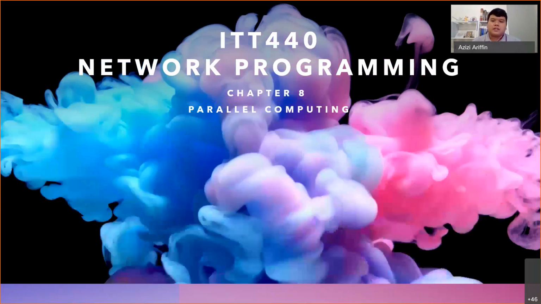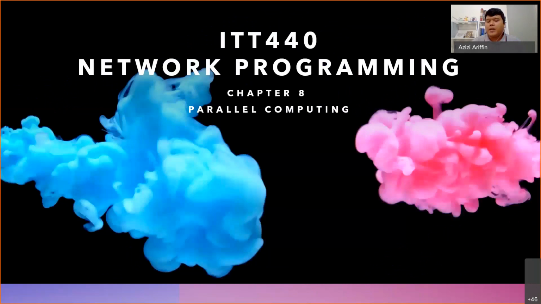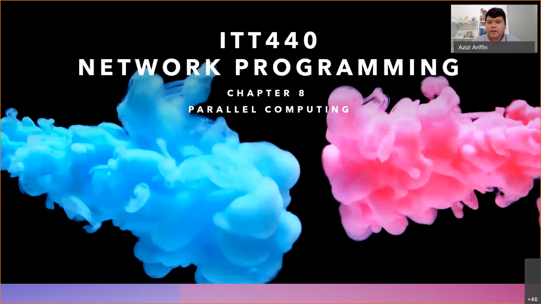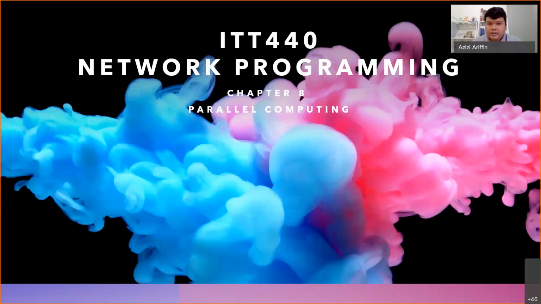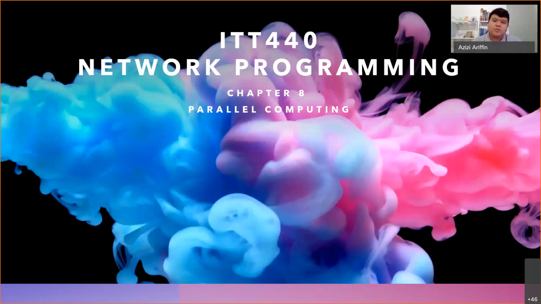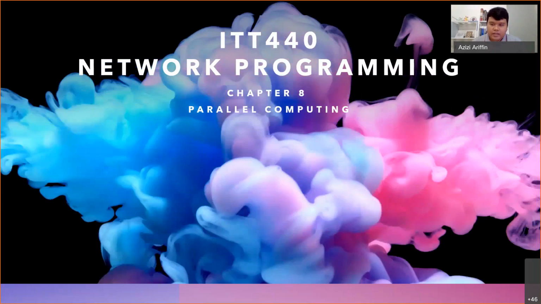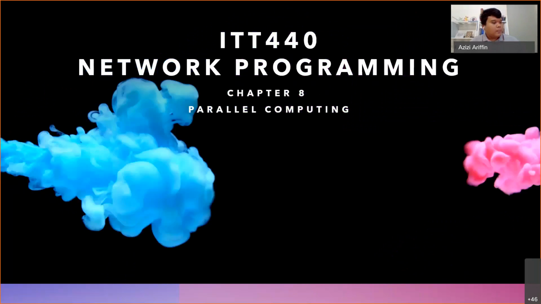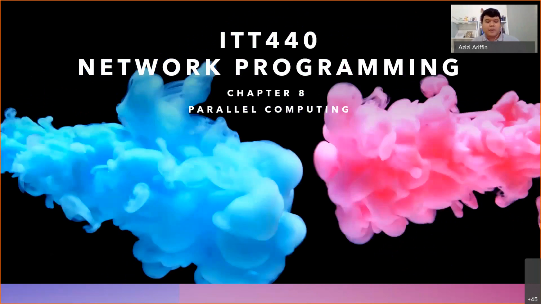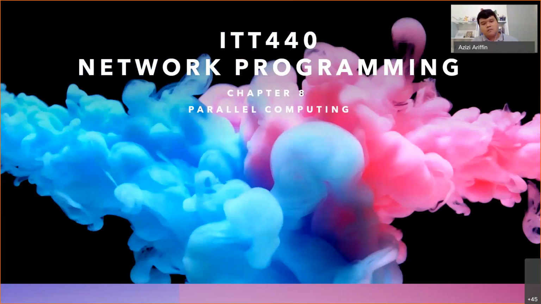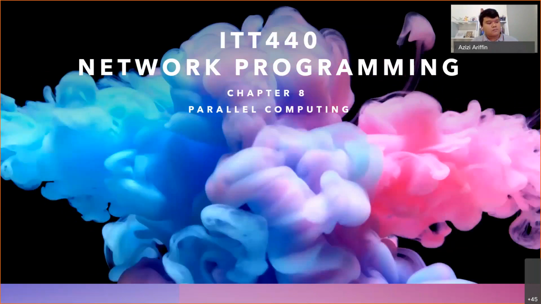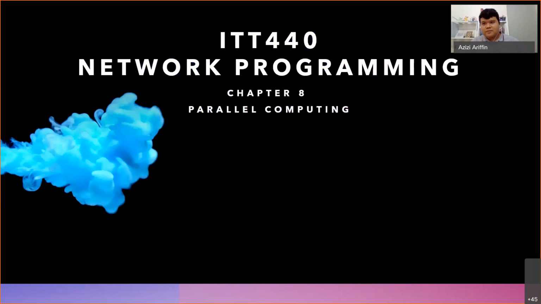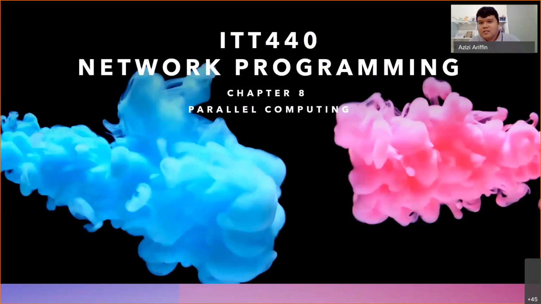Okay, so I want to ask here, who has an opinion? What is the difference between concurrent processing and parallel processing? Does anyone have an opinion? Anything? The difference between concurrent and parallel? No? Okay.